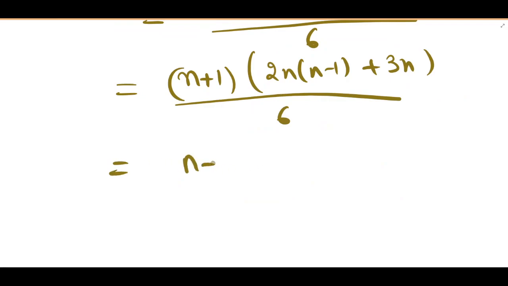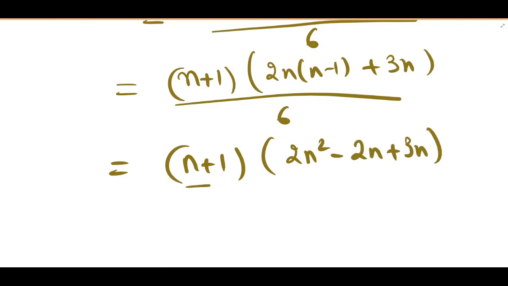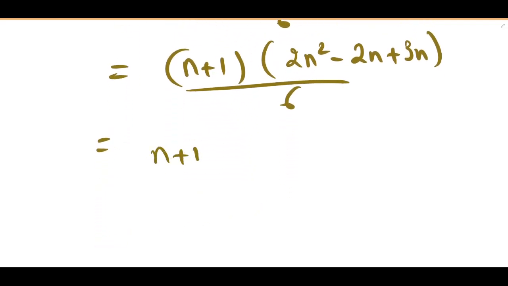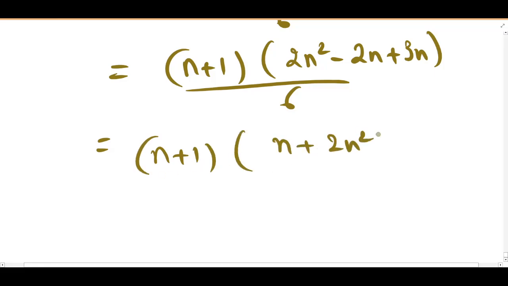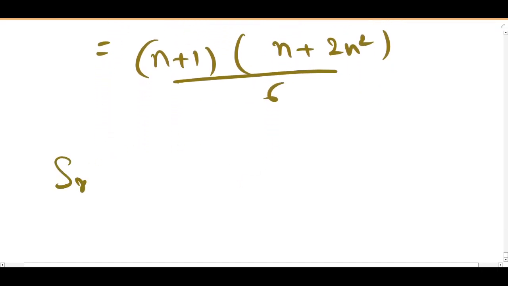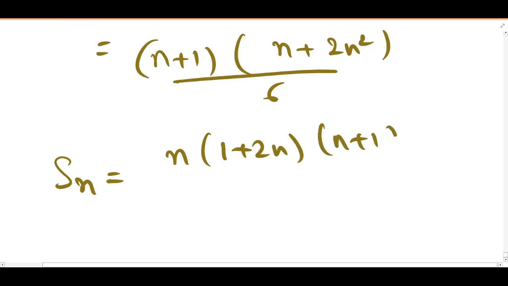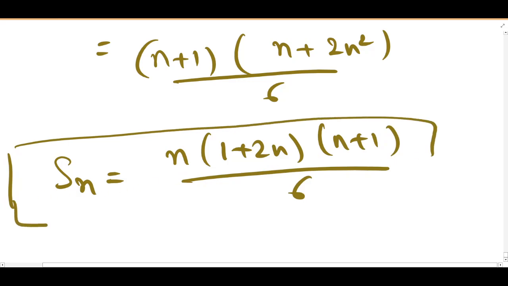So we can write (n+1) times (2n square minus 2n plus 3n) divided by 6, equal to n(n+1)(2n+1) divided by 6. So we get the sum of square of natural numbers as n(n+1)(2n+1) divided by 6. So this is the sum of square of natural numbers.